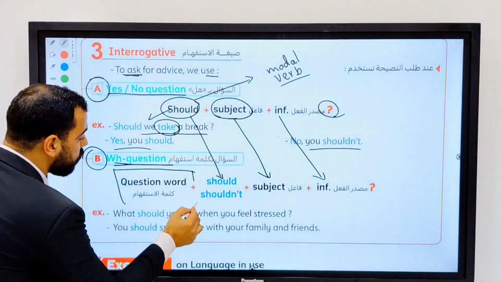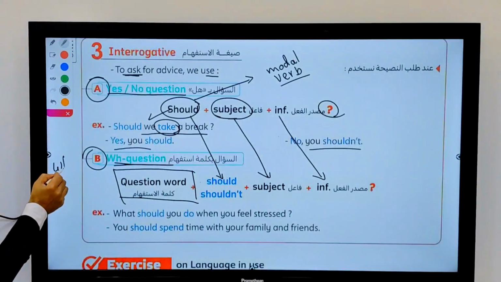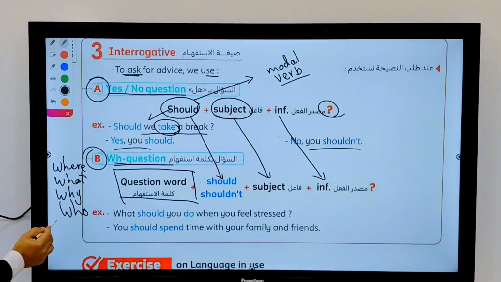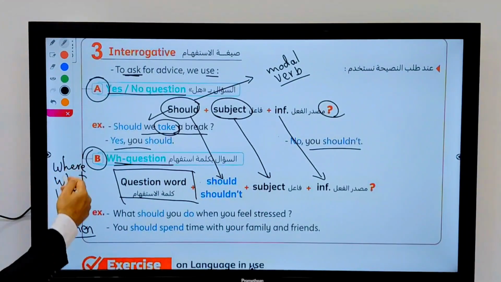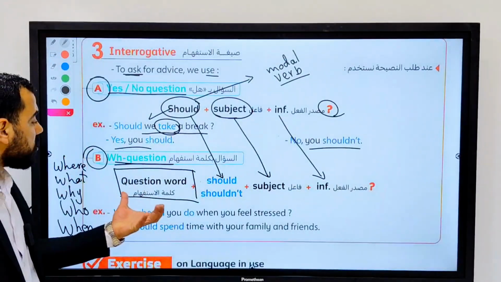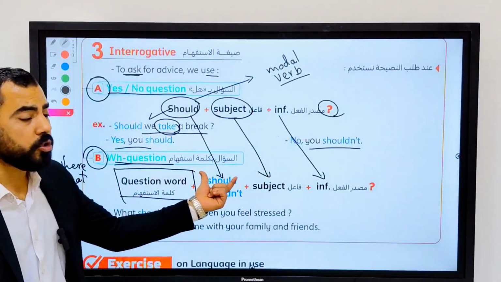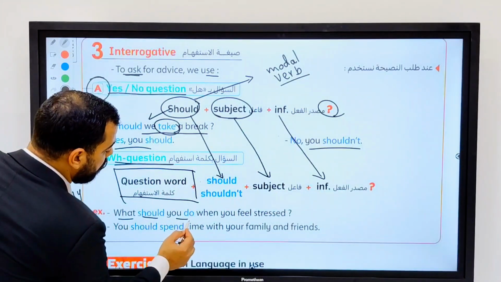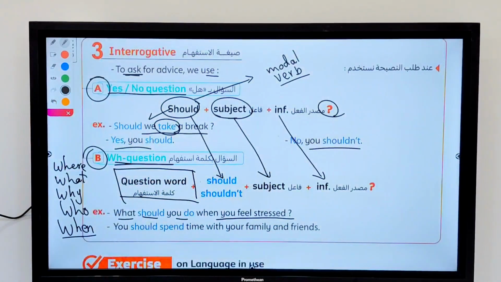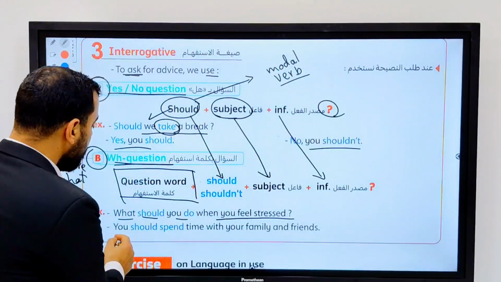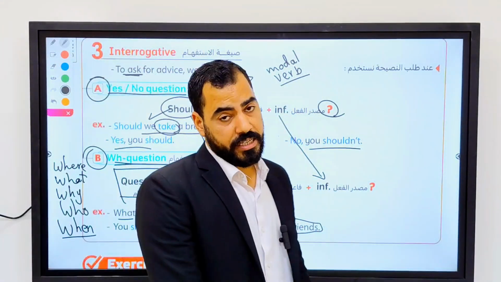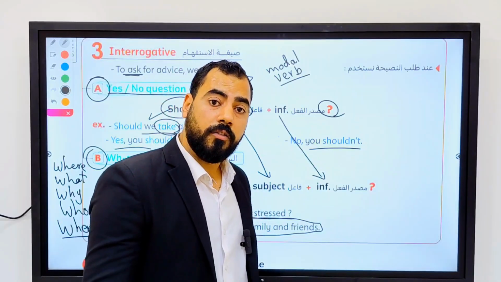But we add a question word at the beginning of the question, like where, what, why, who, when. So there are so many question words. After that, we use should, shouldn't, subject, and the infinitive. For example, what should you do when you feel stressed? You should spend time with family and friends to avoid being stressed. And this is the end of our grammar.